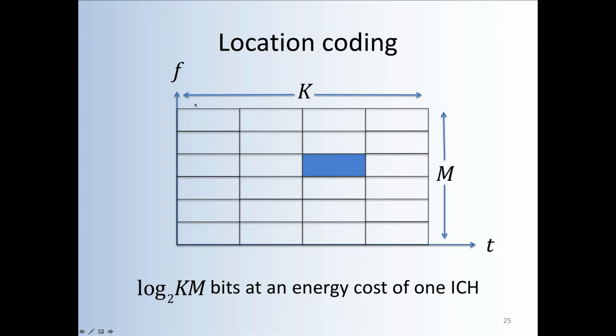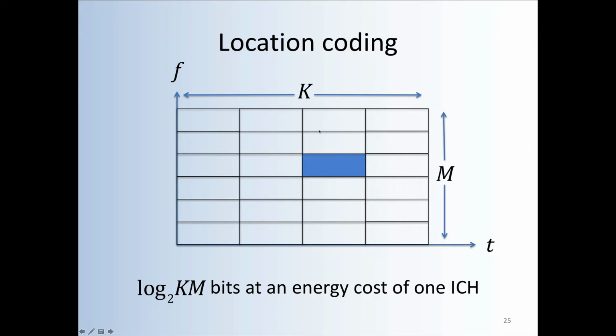So if we have k times and m frequencies, then there are k times m locations, and therefore there's log base 2 of km bits of information communicated by the location of one of these bundles of energy. But the key point is that we're communicating this much information with only one bundle of energy.